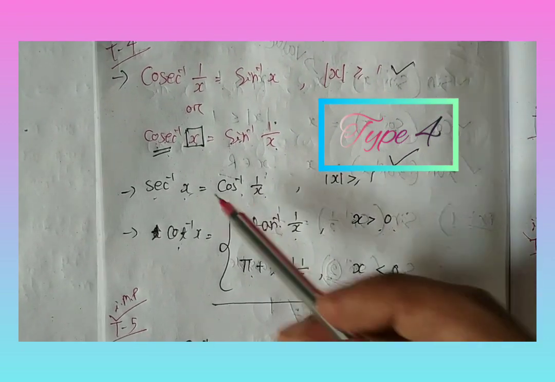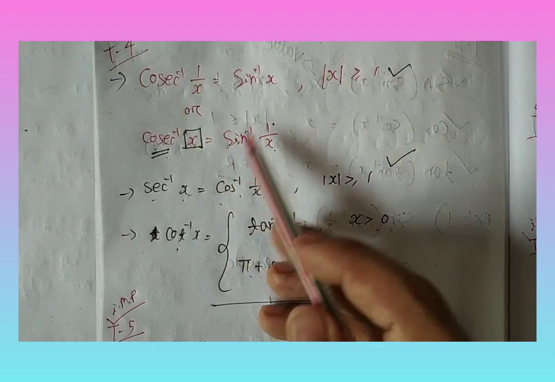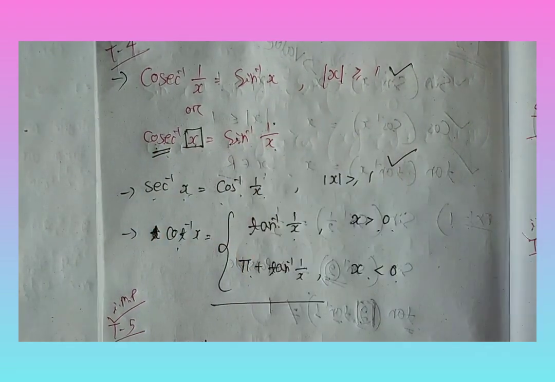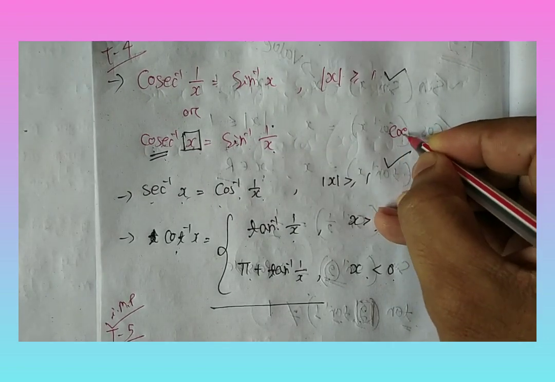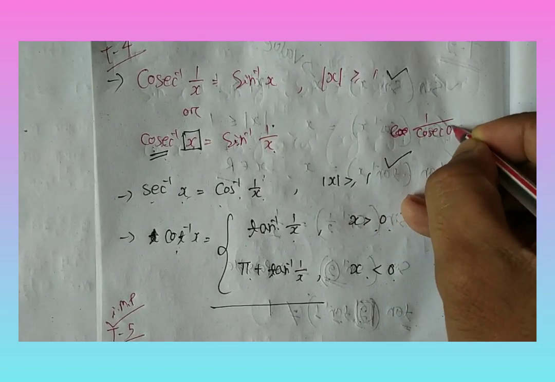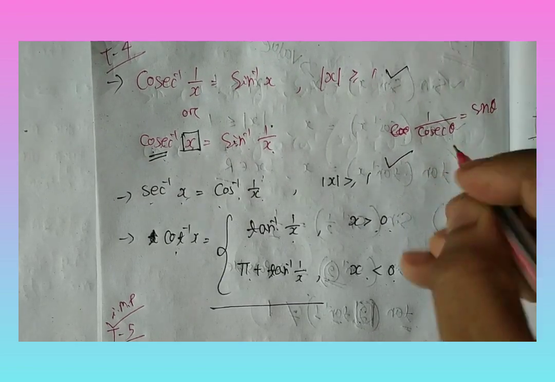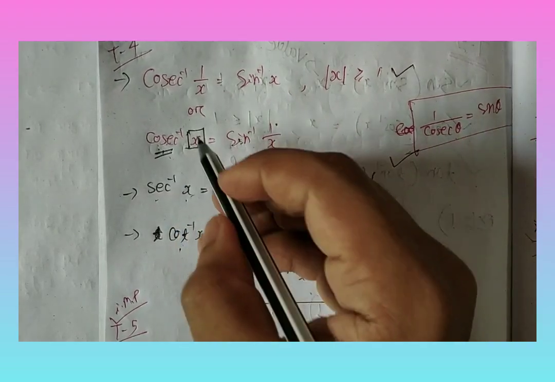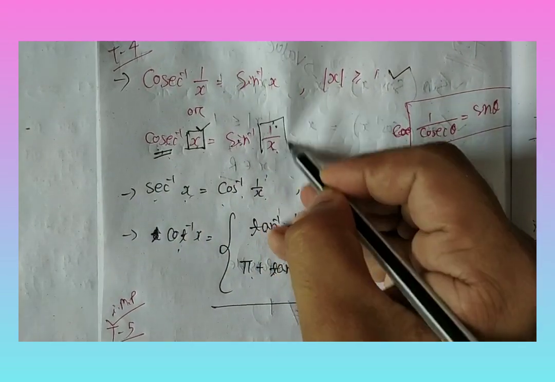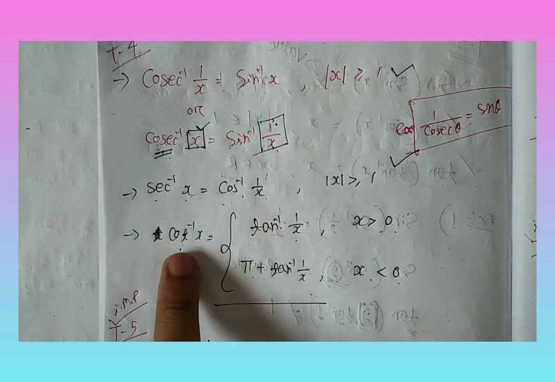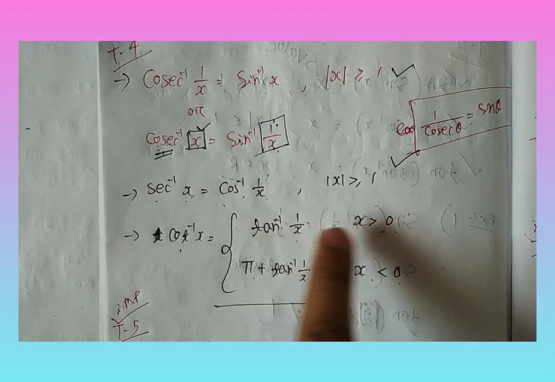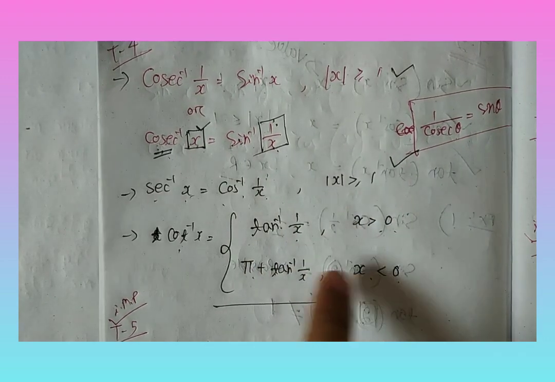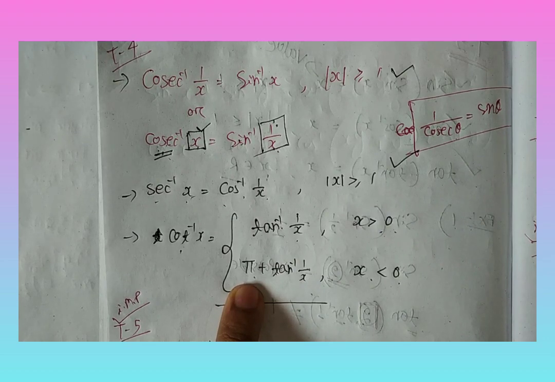Type 4, cosec inverse x is equal to sine inverse 1 by x. If we want to change cosec into sine, we know that the reciprocal of cosec theta is sine theta, first year trigonometry formula. If we want to change it, then its value also changes, that is 1 by x. Similarly, sec and cot. Cot contains two cases depending upon the x. If x is positive, simply tan inverse 1 by x. If x is negative, we have to add a pi.